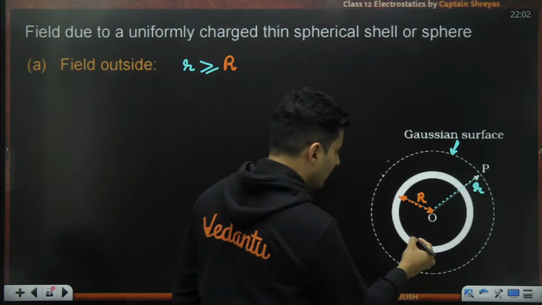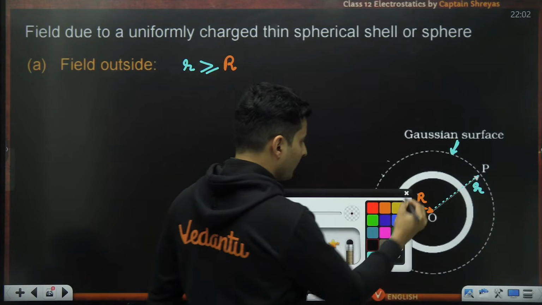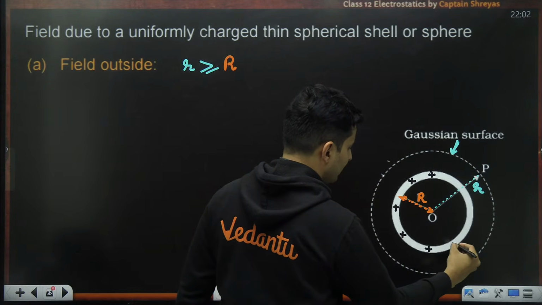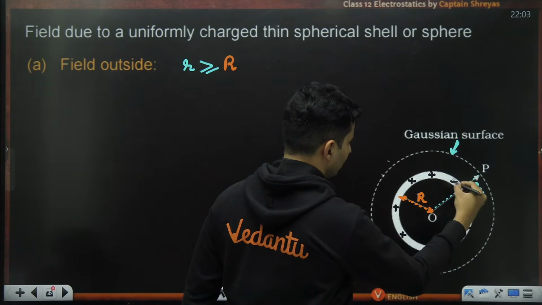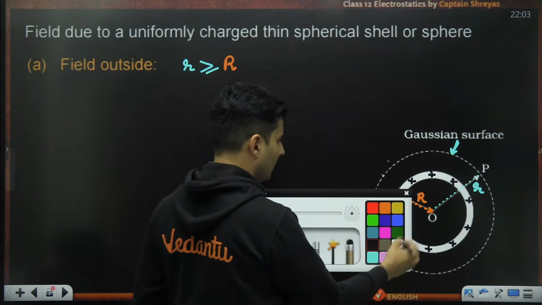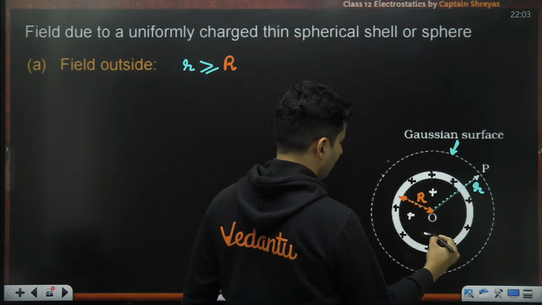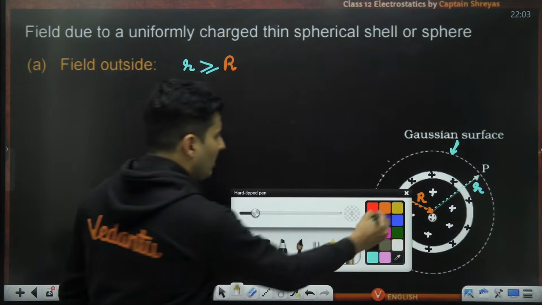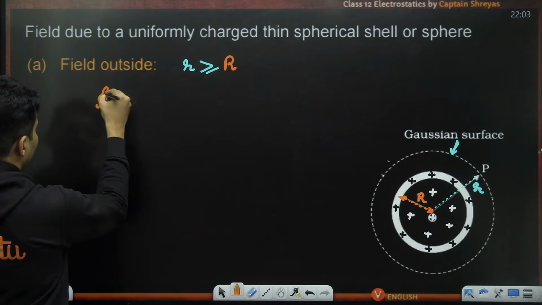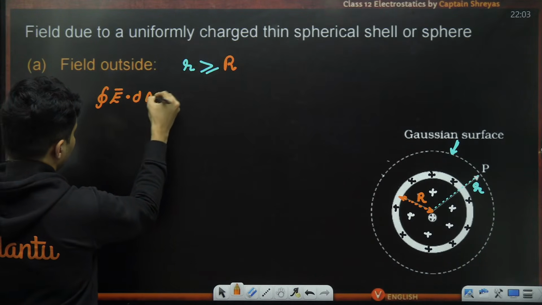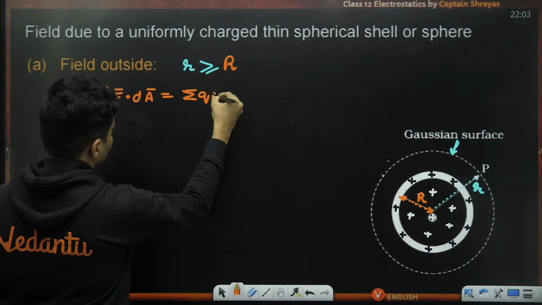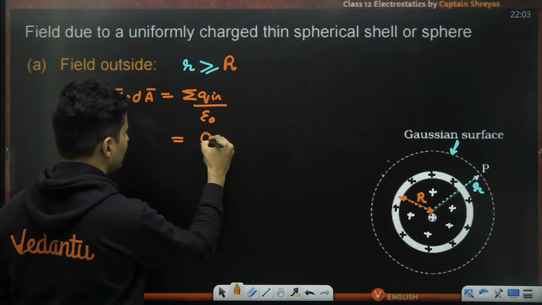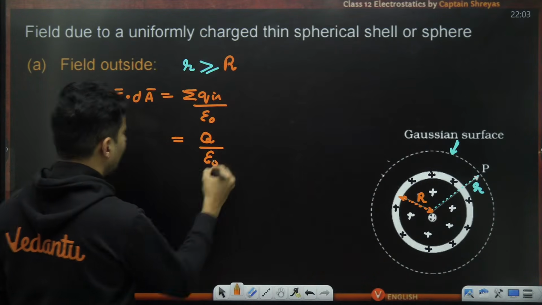Okay, so this is our shell or the sphere, whatever you want to call it. Remember, the charges are there here, or maybe even inside, doesn't matter. Now, when you apply Gauss's law, the cyclic integral of E dot dA is net charge inside by epsilon naught. The total charge on the shell or the sphere, let's say it is Q, and this is epsilon naught.